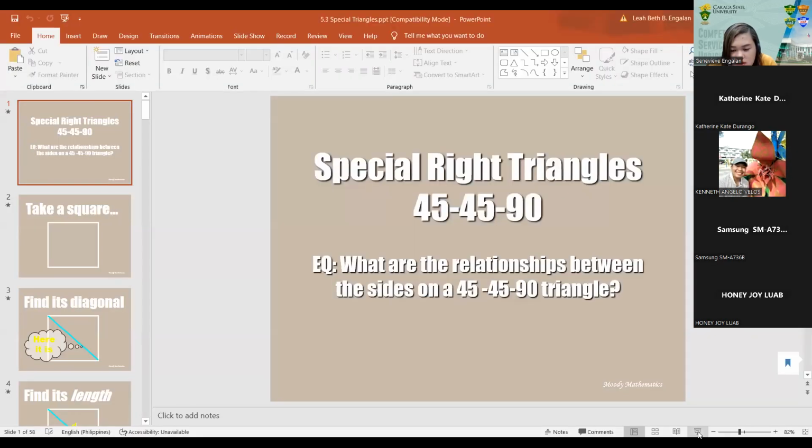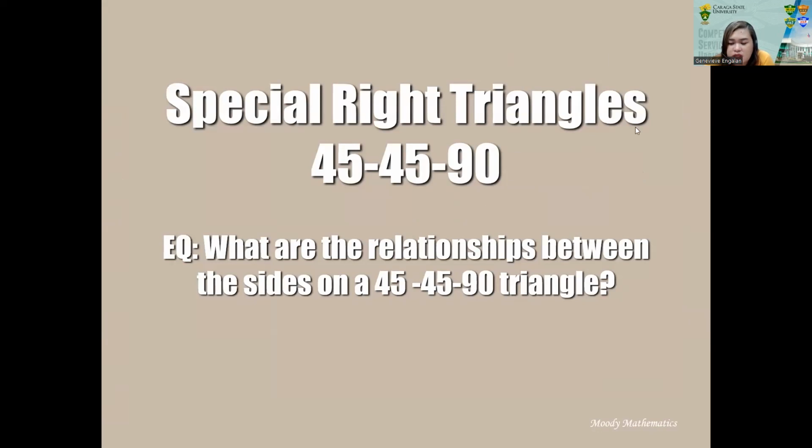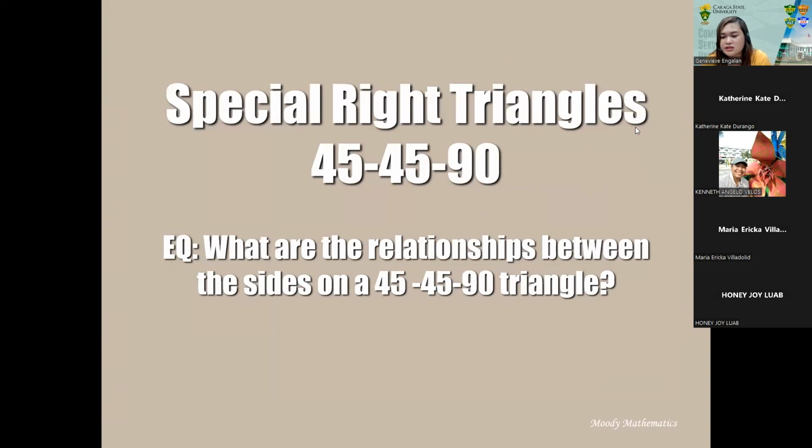Okay, so ang atong klase for today is special right triangles. Okay, special right triangles are the 45, 45, 90 and we also have the 30, 60, 90 nga right triangle. Okay, so atong i-discover if unsa ang relationship between sa sides ani nga mga triangles.